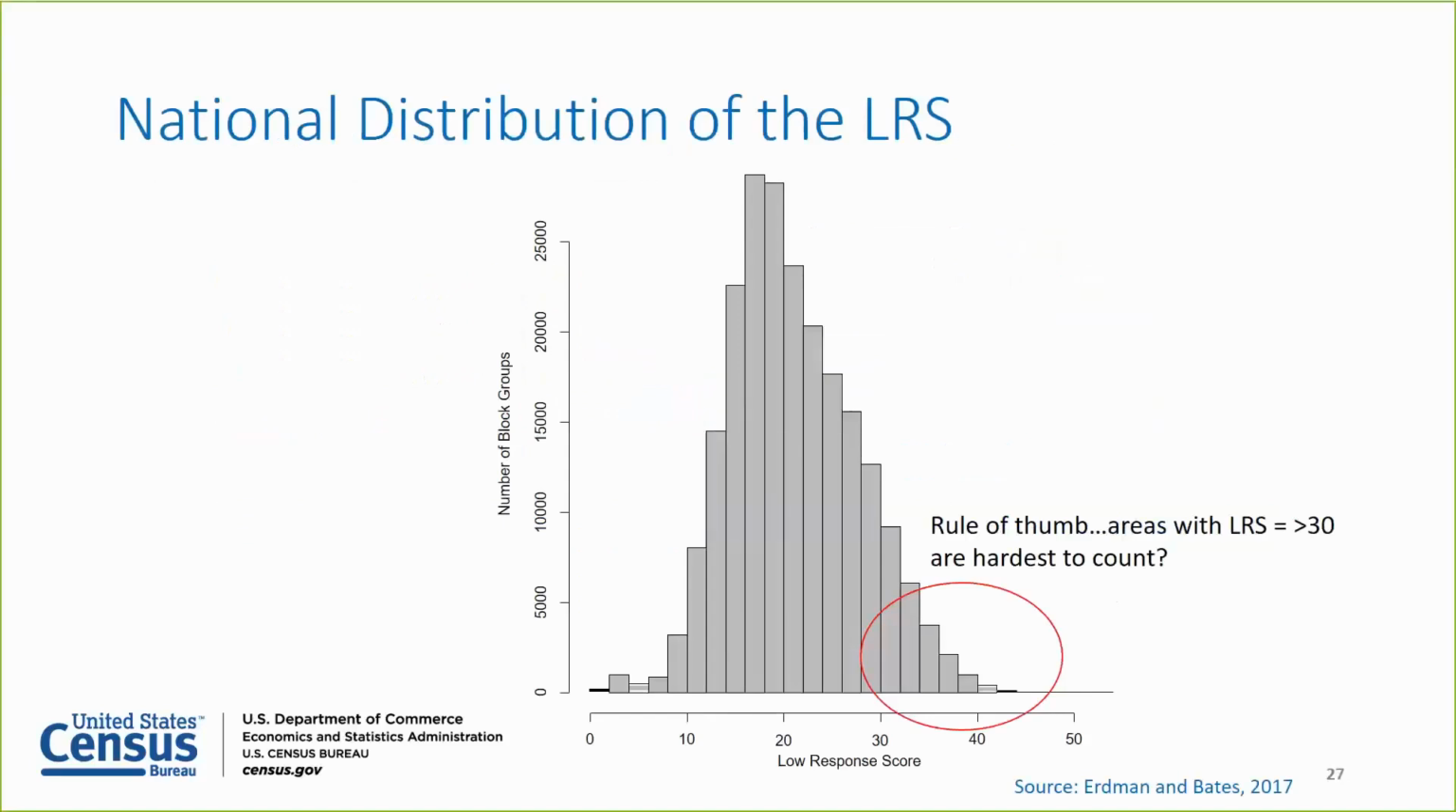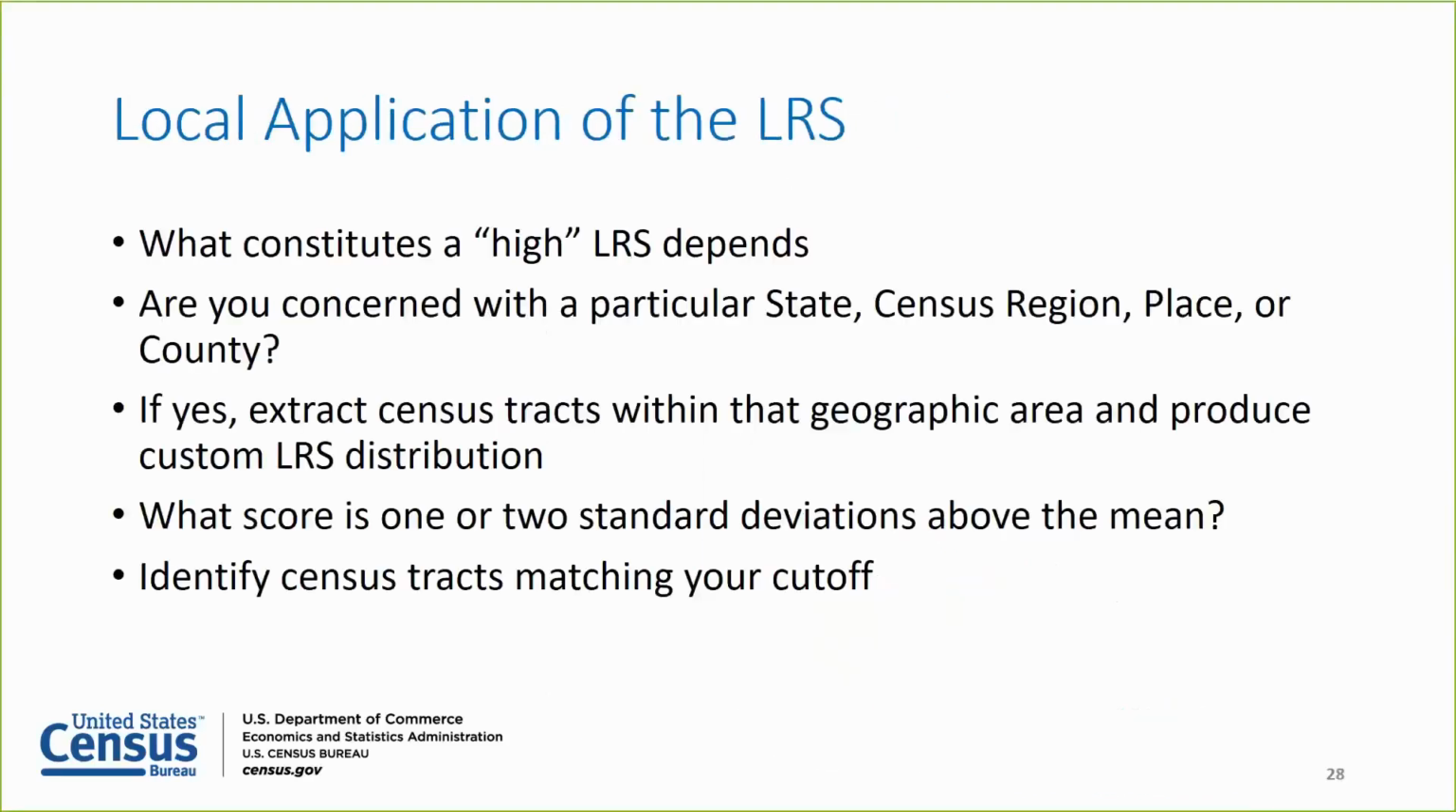All right, so people often ask us, what is a high LRS? Generally, there's not a hard and fast rule, but we say, if you've got greater than 30% predicted non-response for a tract or block group, it's probably a high. However, you really need to think locally. Almost everyone we talk to cares about a certain census region or a state or a county. Really look at what the distribution of low response scores for that area is, not just the national.